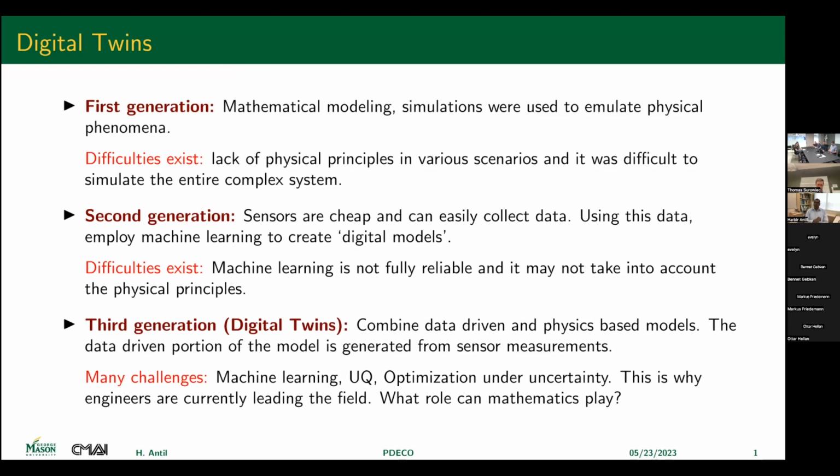Now there is a strong push in the so-called digital twins, where one tries to combine these data-driven approaches and physics-based models. The idea is that you place sensors in different places, gather data from the sensors, and then you have a digital model, which you couple with a physics-based model, and you go back and forth between them. There are many challenges: machine learning, UQ, optimization under uncertainty, reduced order modeling. This is a mix of everything at this point. At this juncture, it seems that engineers are truly leading this field. And now the questions are coming up: what role can mathematics play in this direction?